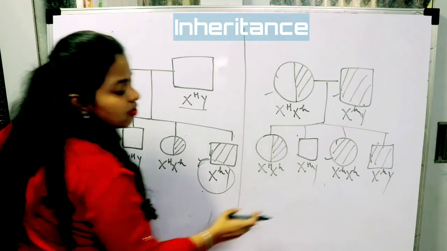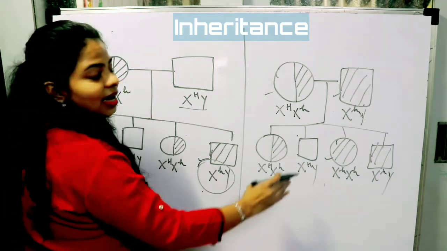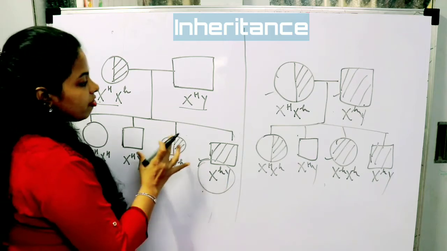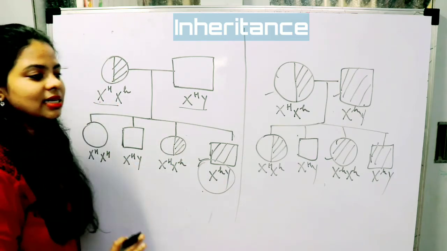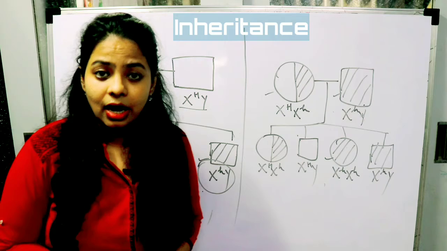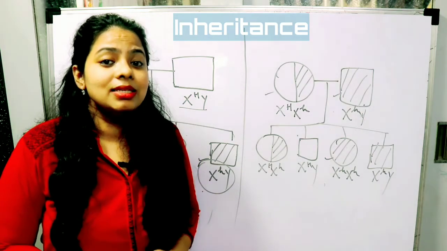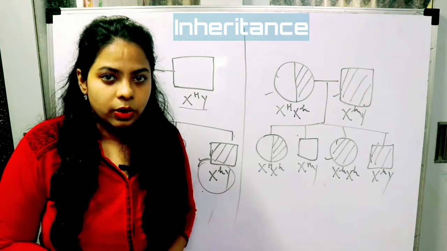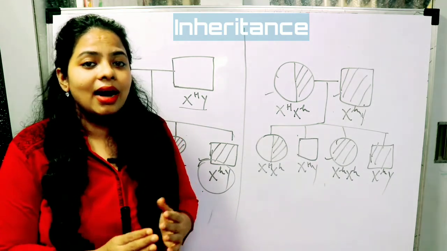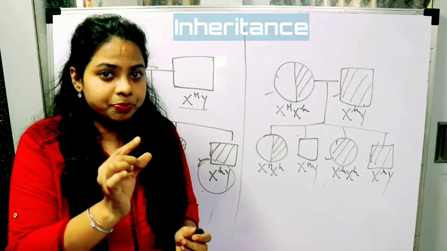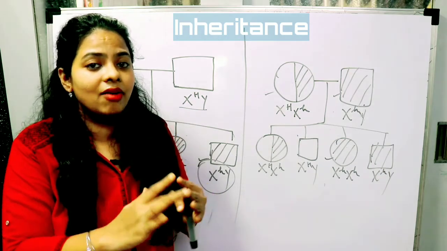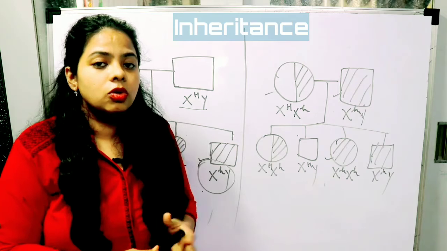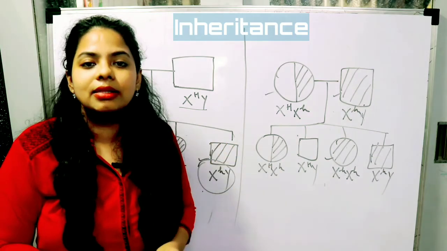So the chances of this disease are very rare in female, and the chances are more in case of male. I hope everything is clear related to hemophilia. Now this hemophilia is observed in the descendants of Queen Victoria, because she was a carrier. She did not have hemophilia, but she was a carrier for the disease. That's why the descendants had this disease.